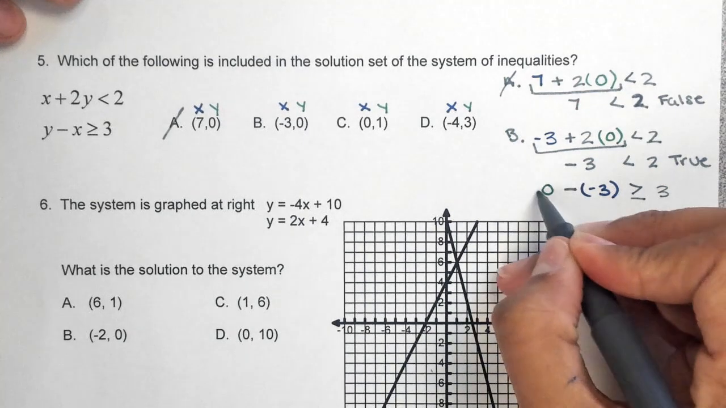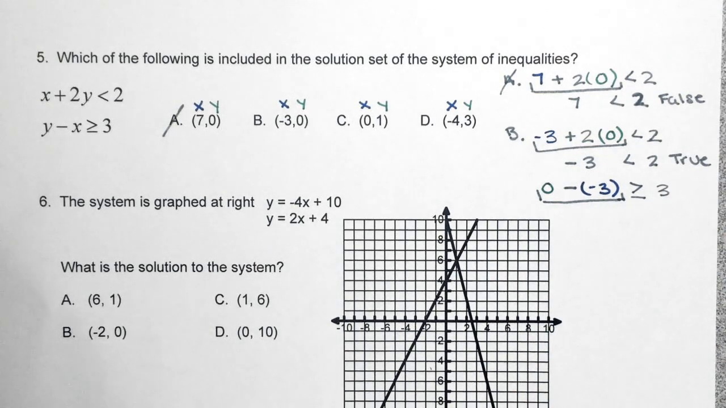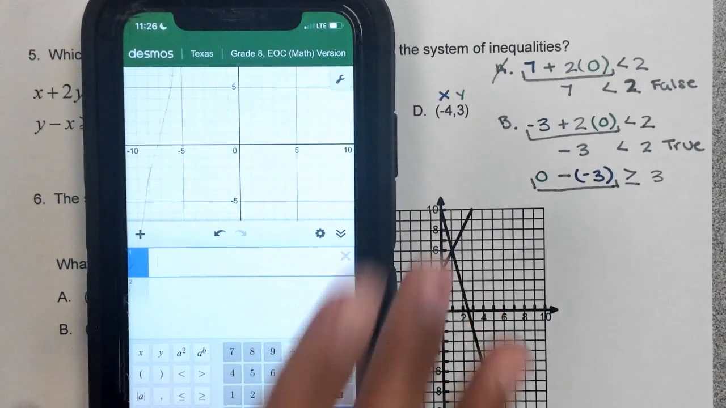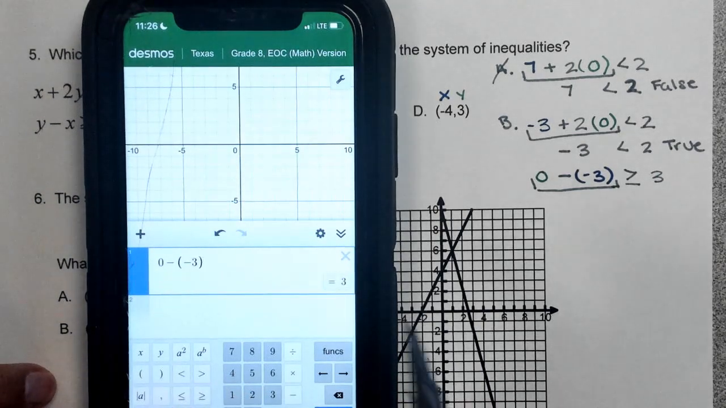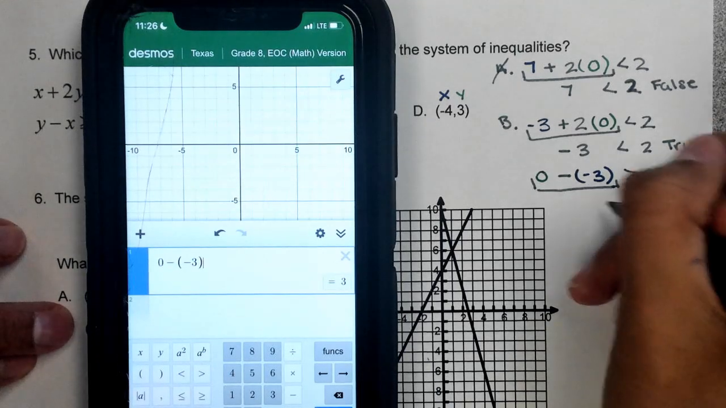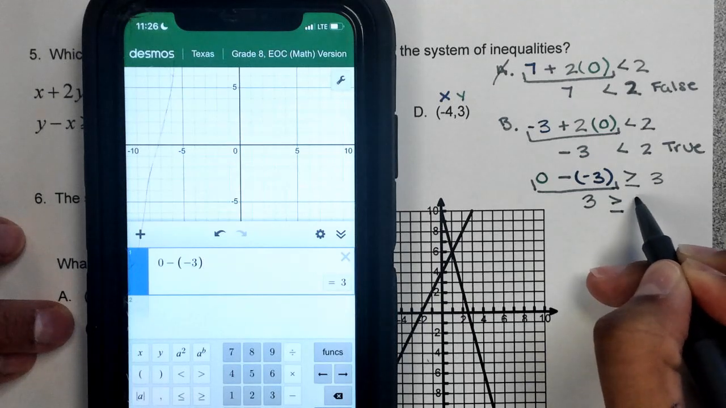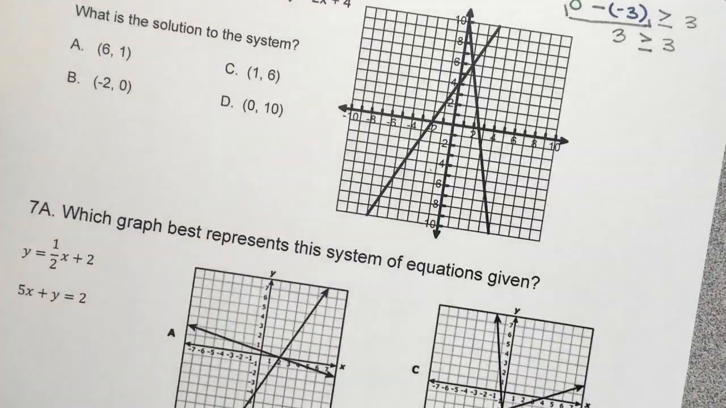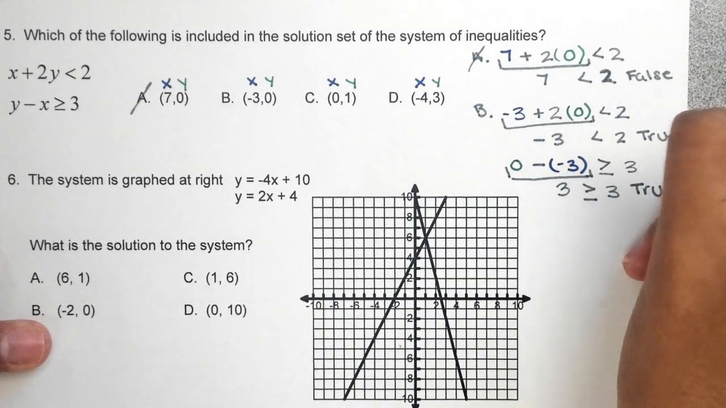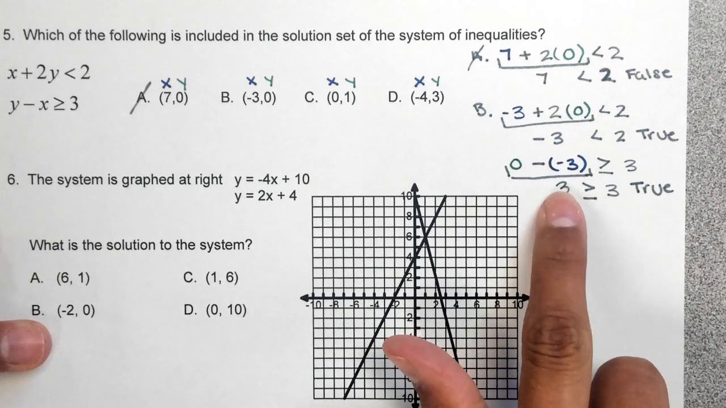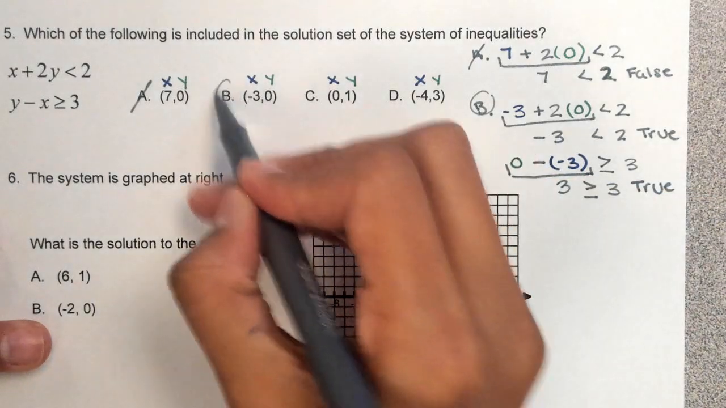So same thing, I'm going to plug in this first half into Desmos to do the math for me. So I've got 0 minus parentheses -3, which is equal to +3. So is +3 greater than or equal to +3? Yes, that is true. It's not greater than, but it is equal to. 3 is equal to 3. So this is true, which means B would be my answer.